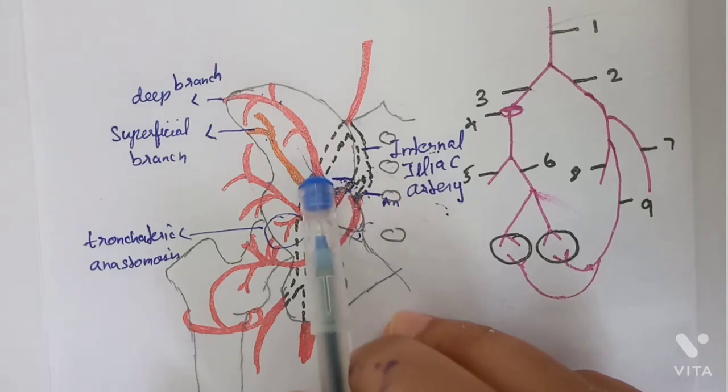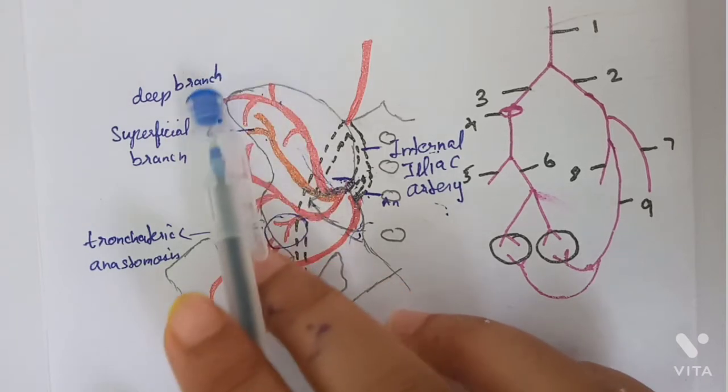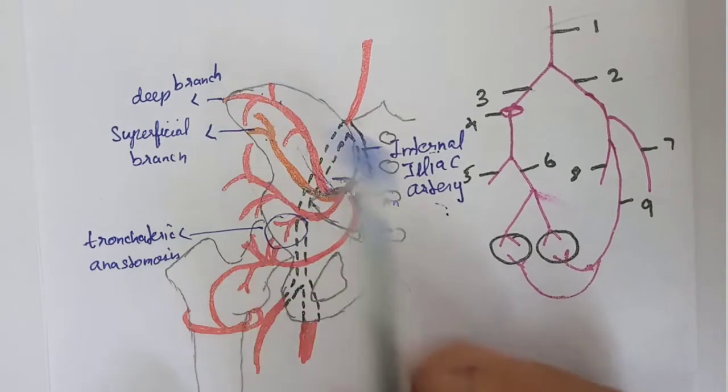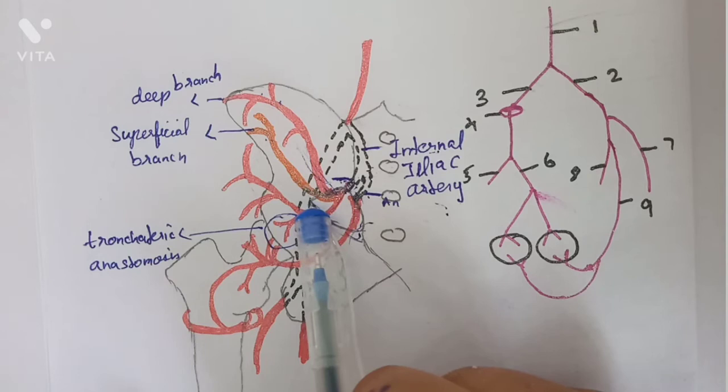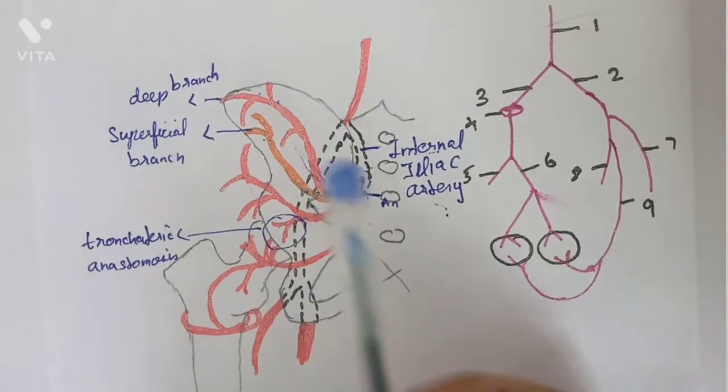One of the deep branches, the upper deep branch, takes part in the formation of the spinous anastomosis close to the ASIS, that is the anterior superior iliac spine, and the lower branch takes part in the formation of the trochanteric anastomosis, which you can see over here, and this is the trochanteric anastomosis.